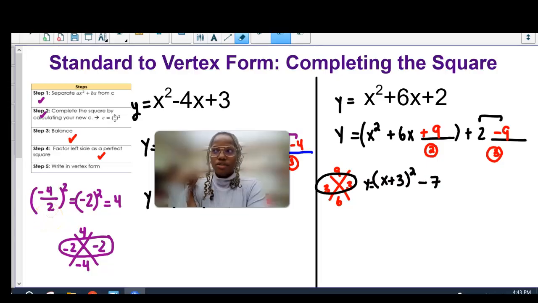All right, and that concludes converting from standard form to vertex form. Make sure you all check your answers. Continue on with this practice. There are a lot of steps here, but once you get the hang of it, you'll see how quickly it goes.